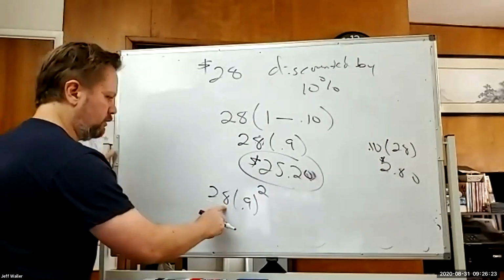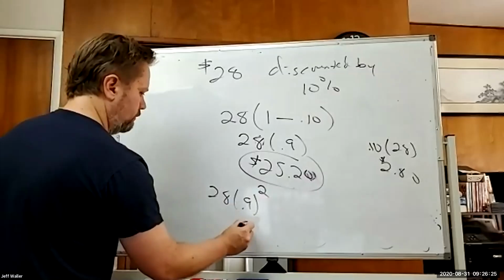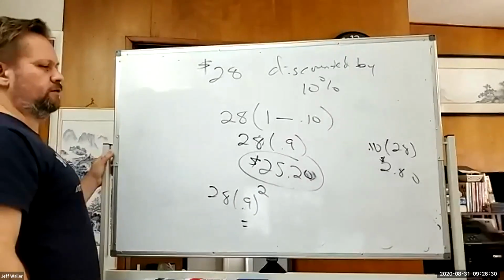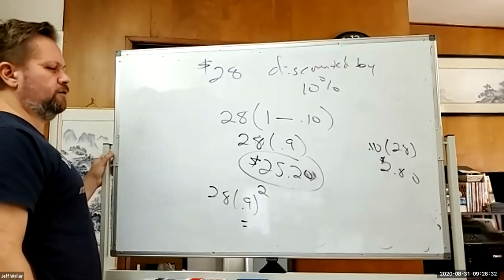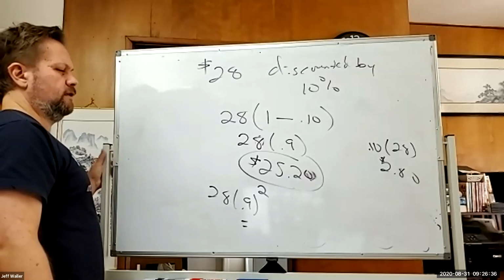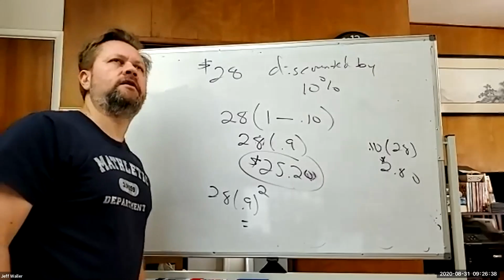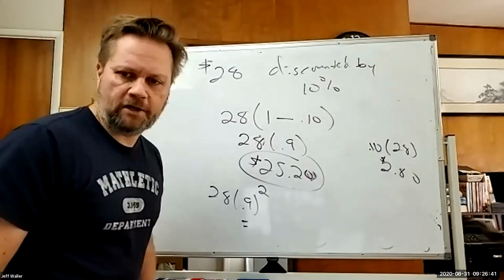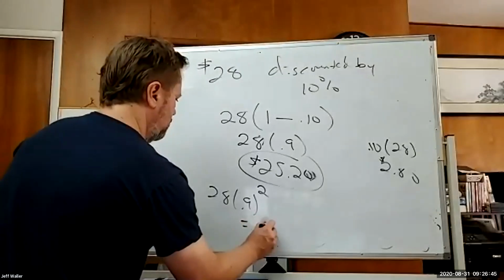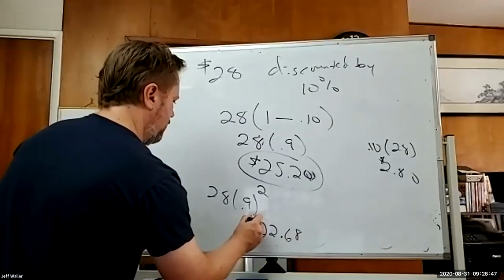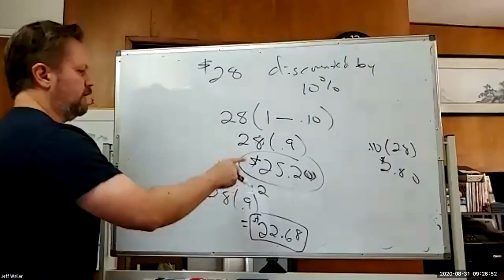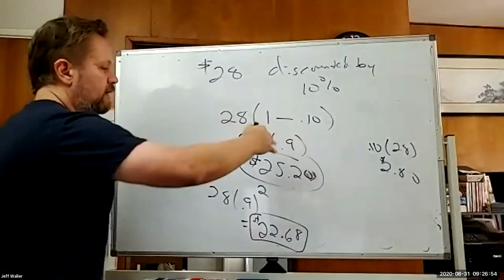So somebody help me out. What is 28 times 0.9 squared? 252, so 22... 22.68. Sorry. Might be off by 10 cents. I don't know. No, you got it right. 22.68. That's what it would be if I did 10% and then another 10%.